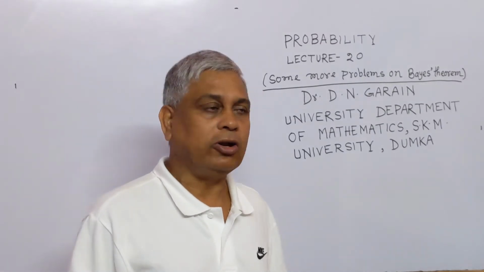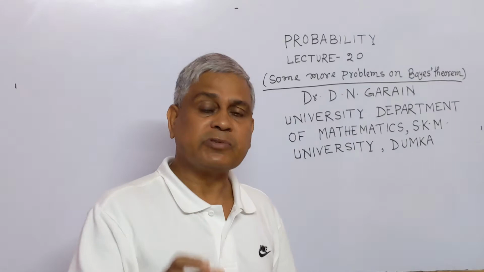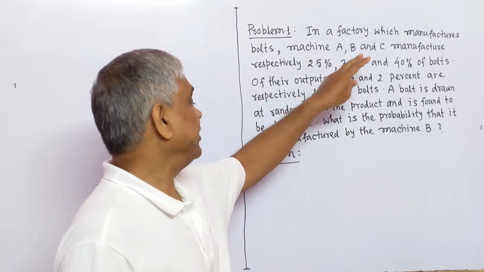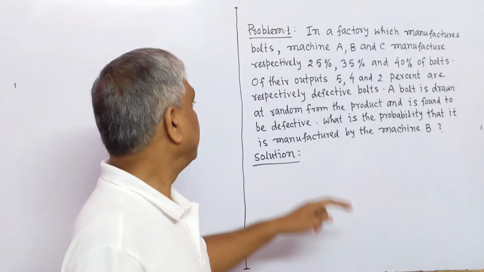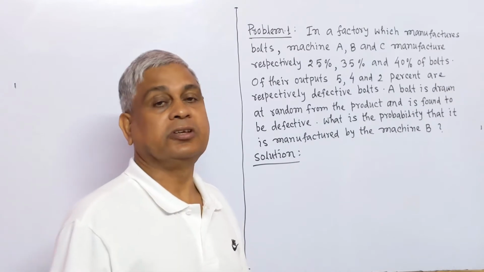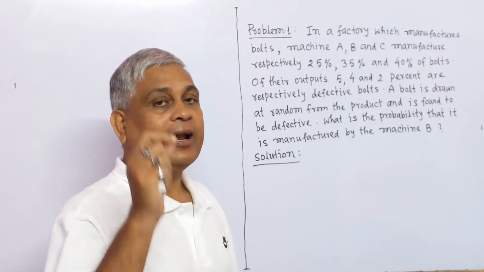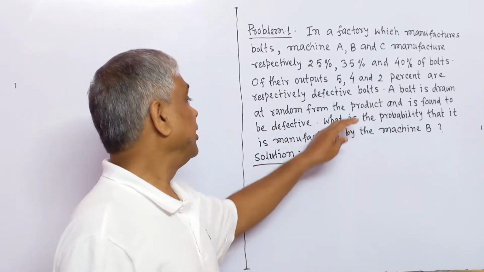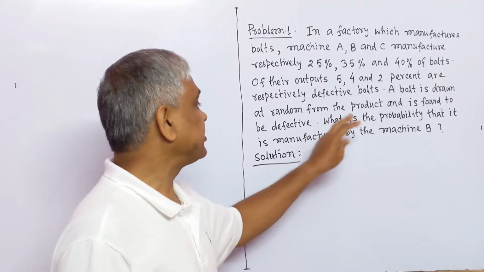Today, I will deliver lecture number 20 on probability, in which I will solve some more problems on Bayes theorem. Now we solve a problem. In a factory which manufactures bolts, machines A, B, C manufacture respectively 25%, 35% and 40% of bolts. Of their outputs, 5, 4 and 2% are respectively defective bolts. A bolt is drawn at random from the product and is found to be defective. What is the probability that it is manufactured by machine B?